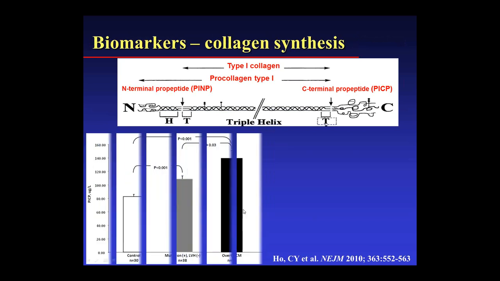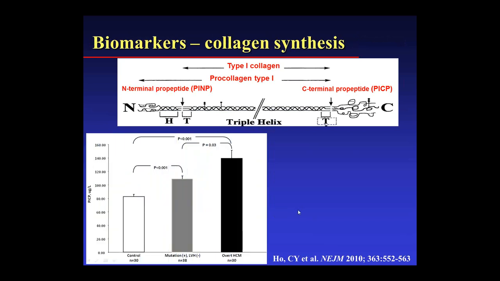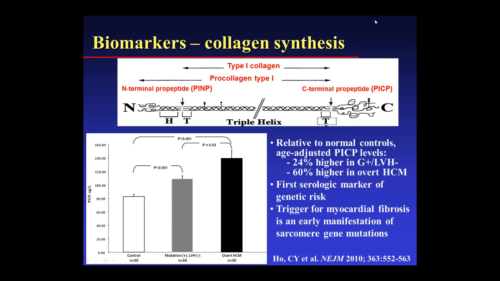Another marker that will be measured in this study are circulating blood biomarkers, one of which will be markers of collagen biosynthesis. This is a study, again from the Brigham group, of a marker called PICP, or the C-terminal propeptide of collagen. It's basically a breakdown product that's released into the bloodstream during the synthesis of collagen.